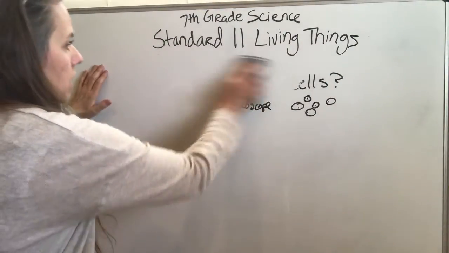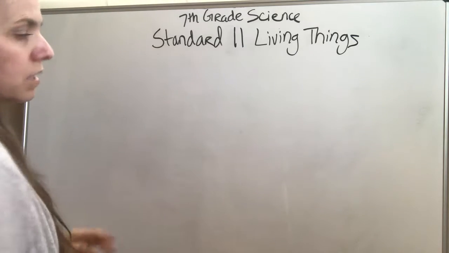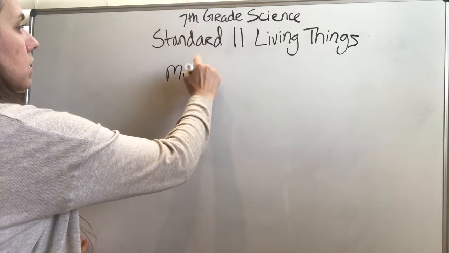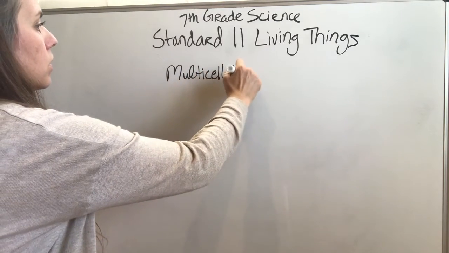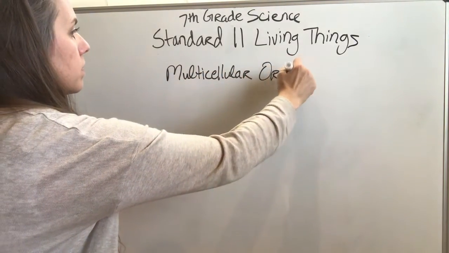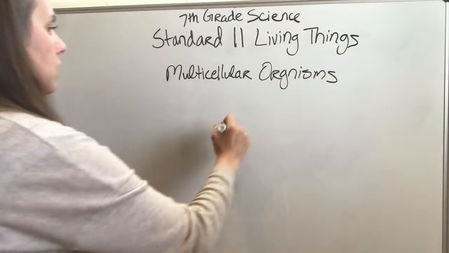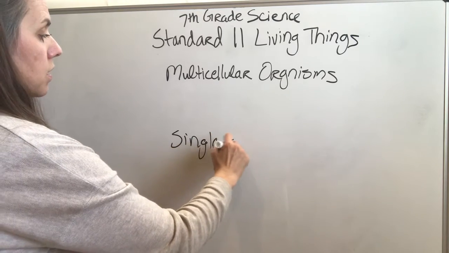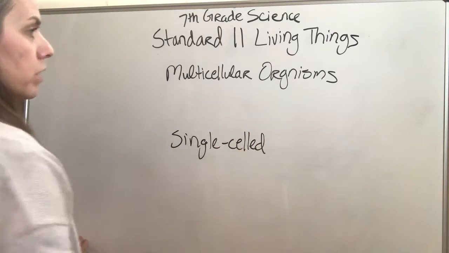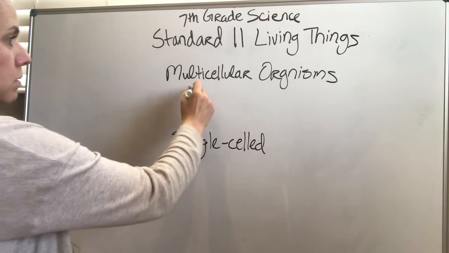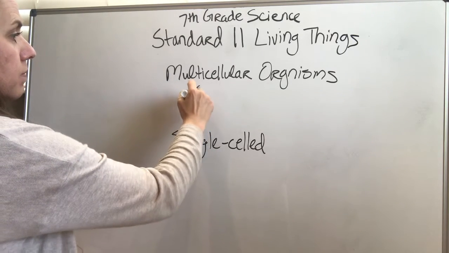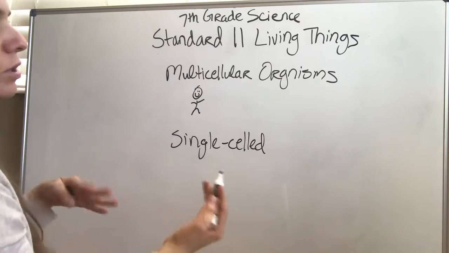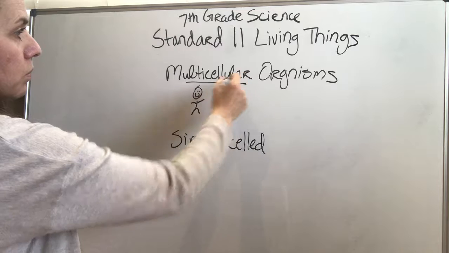Okay, the other thing that you need to remember for this living things is multicellular organisms versus unicellular, or I'll just say single-celled organisms. So multicellular organisms, an example of that would be us. We have a ton of cells, and we know that from the other units we studied. So we know that we're multicellular.